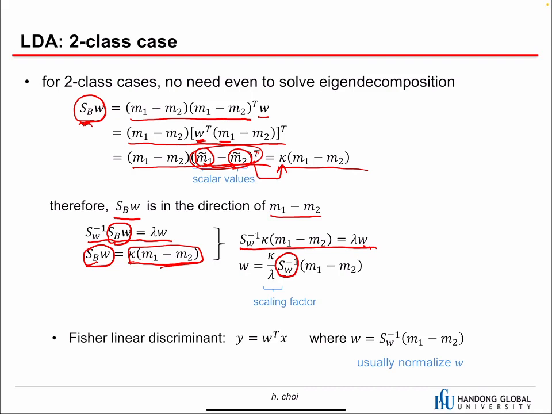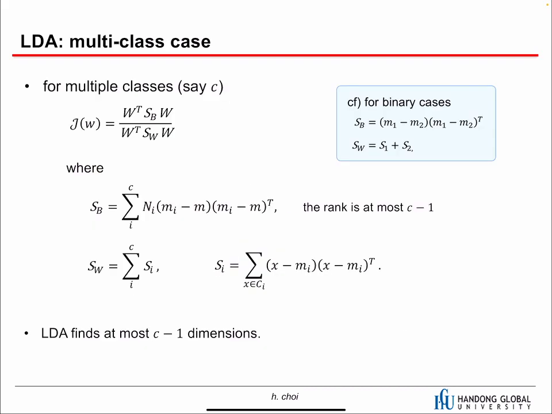And also, w is a vector, and because we're interested in just the direction, we can just normalize w. So we can ignore this kappa and lambda. So this is w. For a Fisher linear discriminant, when we have two classes, w is this. And usually we normalize w because we are just interested in the direction.